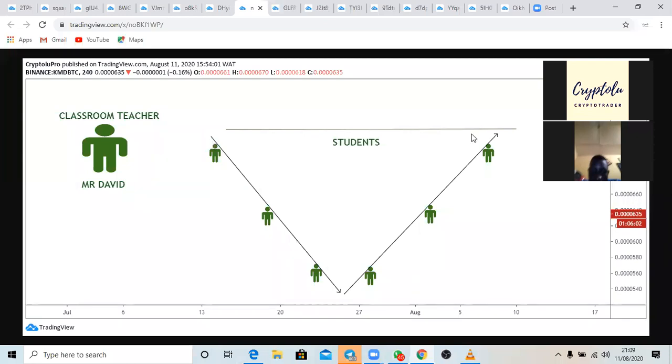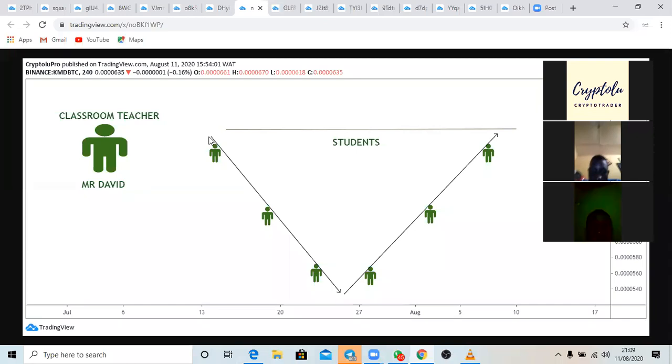Let me see your comments. Let me check for your comments. What would this line here be called? Remember that you started drawing it from the first student down to this last, to this third student here. Okay, so Mohammed said downtrend, downtrend.